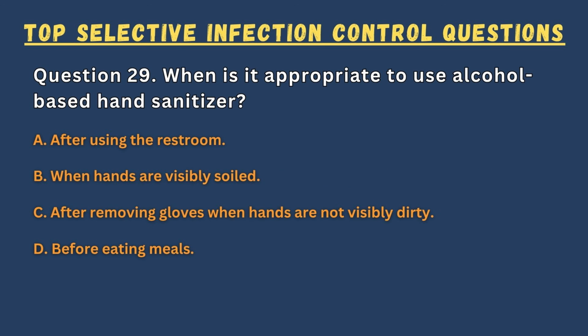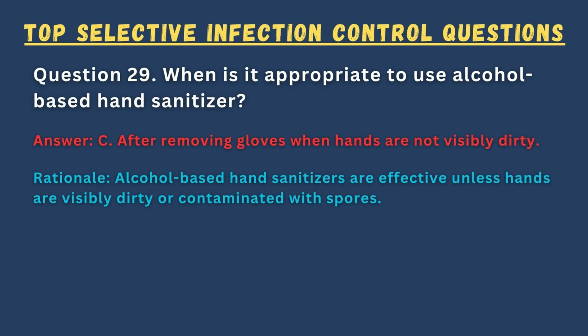Question 29. When is it appropriate to use alcohol-based hand sanitizer? A. After using the restroom. B. When hands are visibly soiled. C. After removing gloves when hands are not visibly dirty. D. Before eating meals. Answer: C. After removing gloves when hands are not visibly dirty. Rationale: Alcohol-based hand sanitizers are effective unless hands are visibly dirty or contaminated with spores.